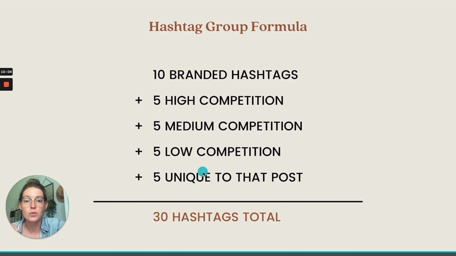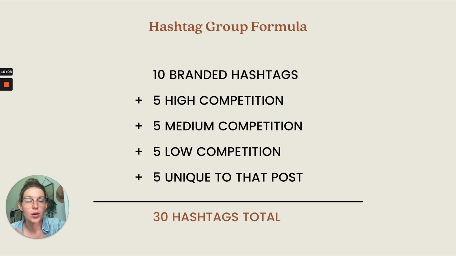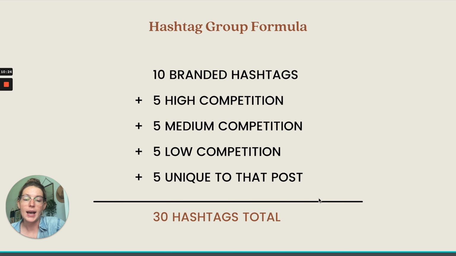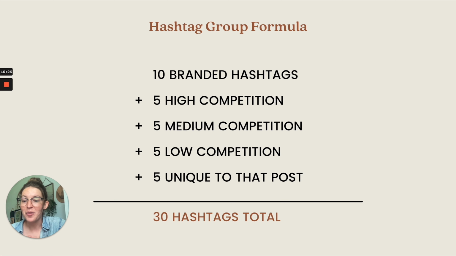I want to go ahead and give you the exact formula breakdown of what each of your content pillars or each of your hashtag groupings is going to look like. So this is the breakdown. You have those 10 branded hashtags. You have 5 high competition hashtags, 5 medium competition hashtags, 5 low competition hashtags, and 5 unique hashtags to that post, for a grand total of 30 hashtags. And again, I say use up all 30.